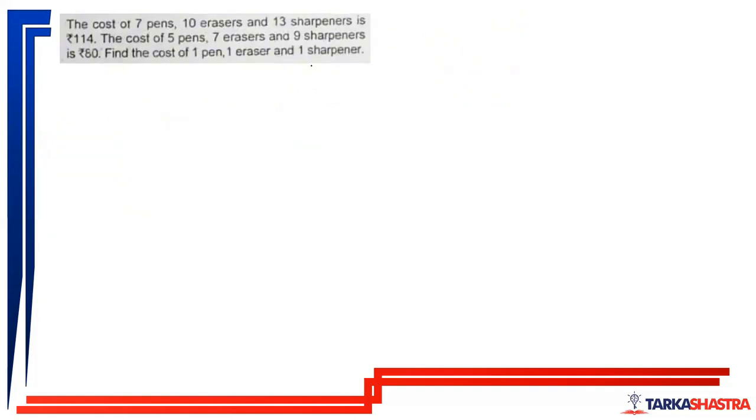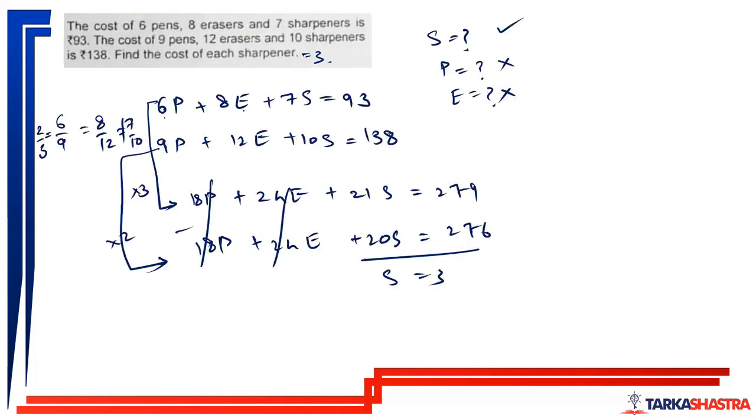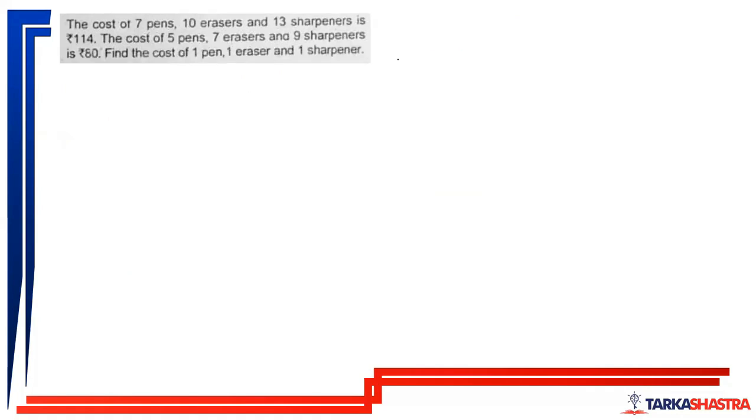Next, cost of 7 pens. This is a special case. What we have studied, 3 equations, 3 variables, we will be able to solve. But these were 3 variables in fact and only 2 equations. We were able to solve it, but it was a special case. This is again a special case. Let us try to understand it.